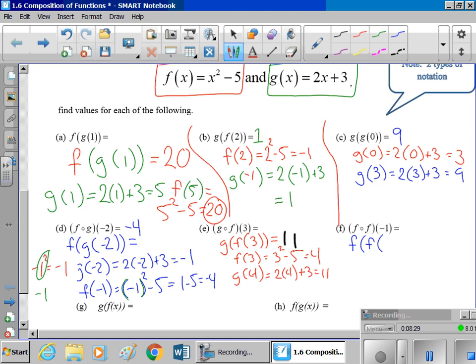So we're rewriting this. So f of f of negative 1, we're going to start with the inside. f of negative 1, again, parentheses, negative 1 squared minus 5 becomes a positive 1 minus 5, which is a negative 4. Then we're going to take that negative 4, put it back into f, and we get f of negative 4 is equal to parentheses, negative 4 squared minus 5, which is 16 minus 5, which is 11.